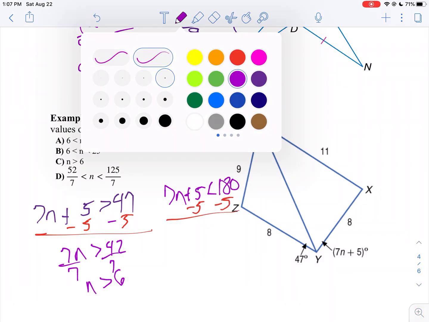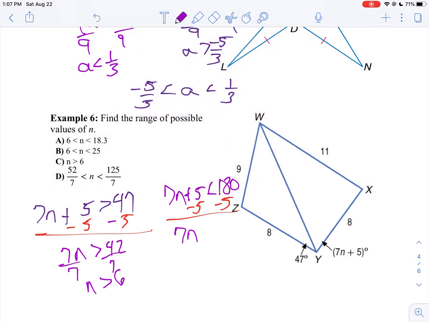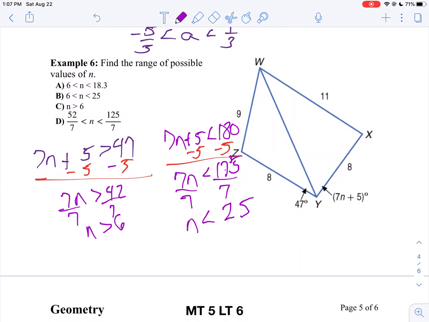And we get 7n is less than 175. Well, if I divide both sides by 7, let's take 175. Let me see, 7 goes into 17 twice, so you have 3 left over, which is 25. So your n is between 6 and 25. So that would be choice B there.